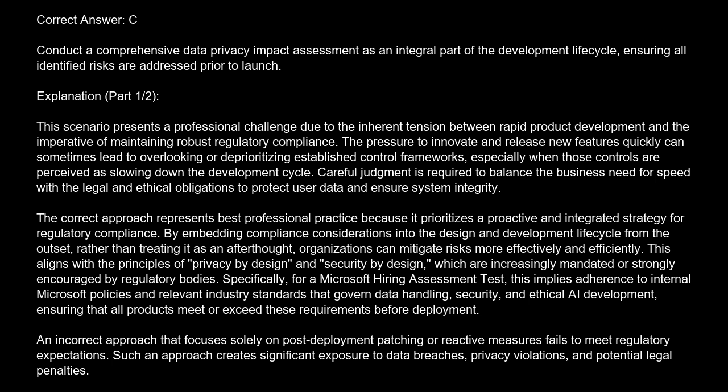The correct approach represents best professional practice because it prioritizes a proactive and integrated strategy for regulatory compliance. By embedding compliance considerations into the design and development lifecycle from the outset, rather than treating it as an afterthought, organizations can mitigate risks more effectively and efficiently. This aligns with the principles of privacy by design and security by design, which are increasingly mandated or strongly encouraged by regulatory bodies. Specifically, for a Microsoft hiring assessment test, this implies adherence to internal Microsoft policies and relevant industry standards that govern data handling, security, and ethical AI development, ensuring that all products meet or exceed these requirements before deployment.